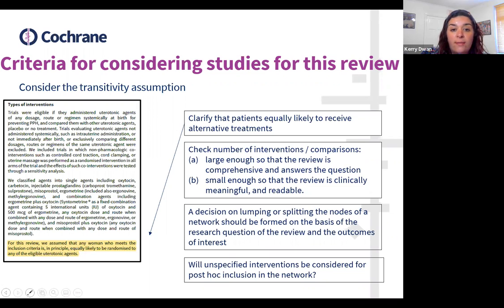It's also important to make sure, when you're thinking about the interventions, that you have enough so that the review is comprehensive and answers the question, but also that it's small enough so that the review is clinically meaningful as well. And you need to think about lumping and splitting the nodes of a network. So the nodes are the different interventions, and you need to think about how the different doses and administrations and whether you're going to have them separate or put them together. And also you need to think about unspecified interventions as well. So when you perform your search, you might come up with trials that haven't looked at any of the interventions that you've mentioned, but the intervention is relevant. Maybe it's not used as often, and you need to think about how you will include those. Will it be a post hoc decision?